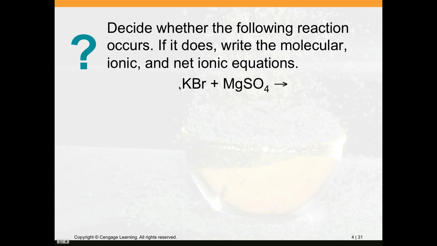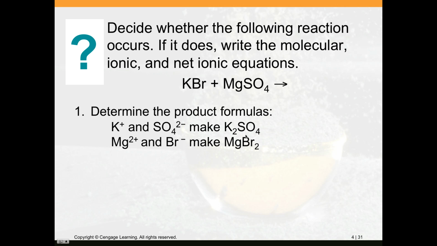The first set of reactants is potassium bromide with magnesium sulfate. And remember, you need to first predict the products. So when we predict the products in this case, we get potassium sulfate with magnesium bromide, because again, we're just switching the partners. So this positive ion pairs up with the other negative ion, and so forth.